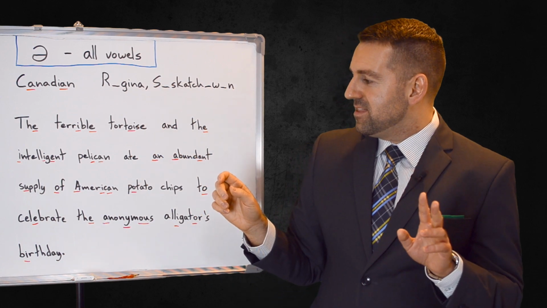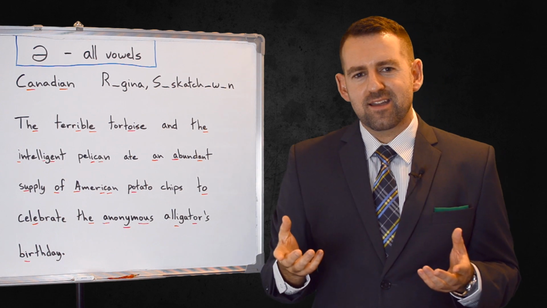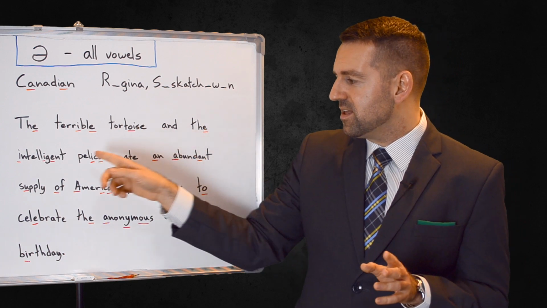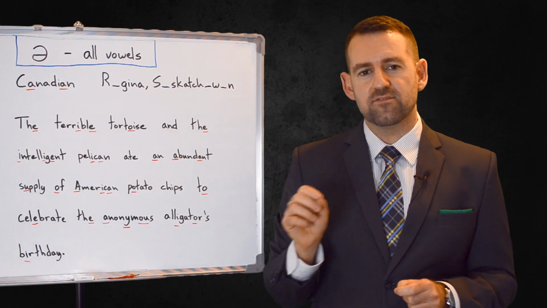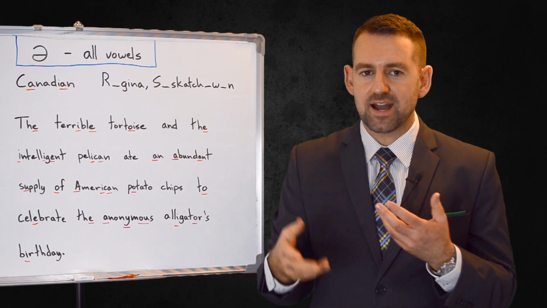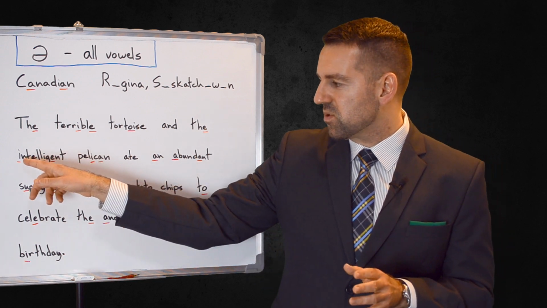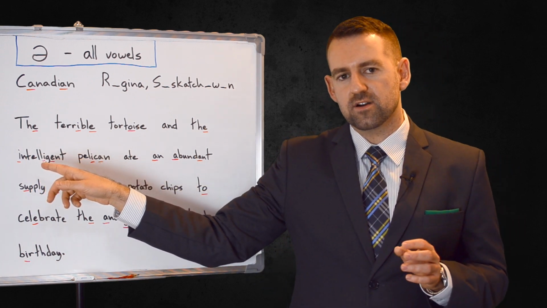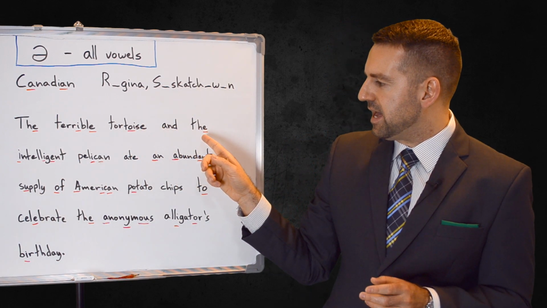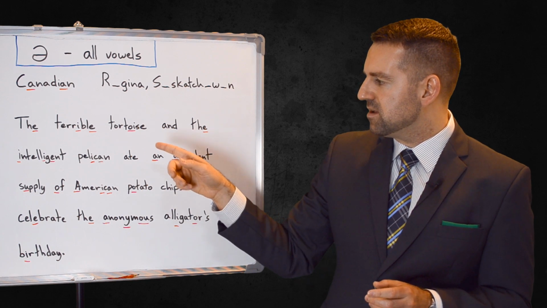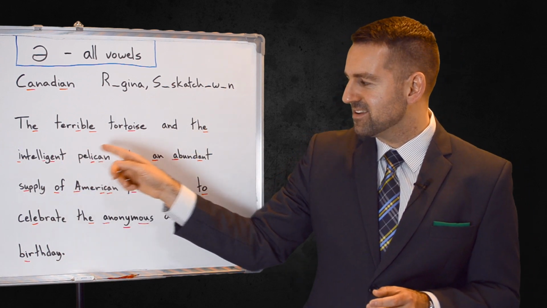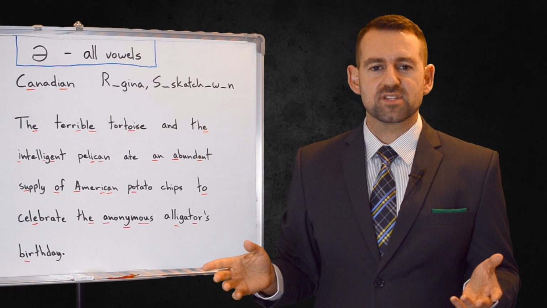Now, the strange thing is that when I say the word the before another word that begins with a vowel sound, then I say thee. I don't know, it's just the most natural way to say it if the next word starts with a vowel sound. So listen, the terrible tortoise and thee intelligent pelican. So it's thee. All right, but most of the time I say the.